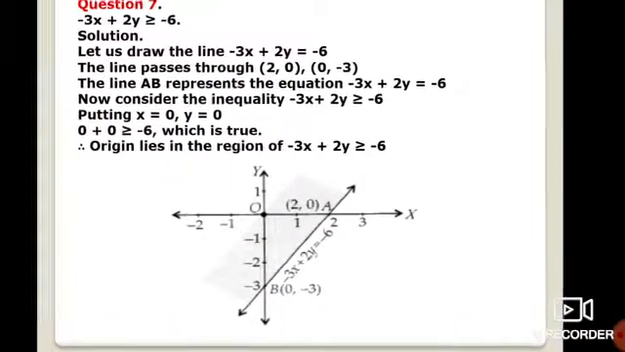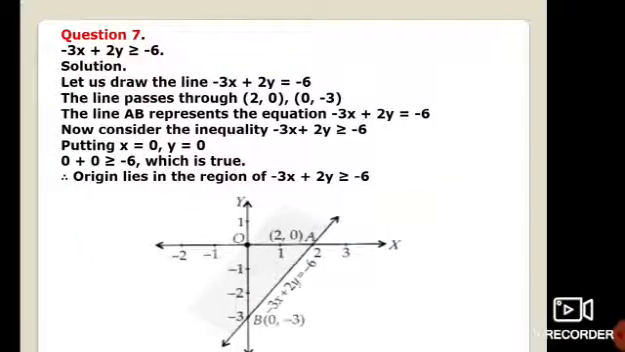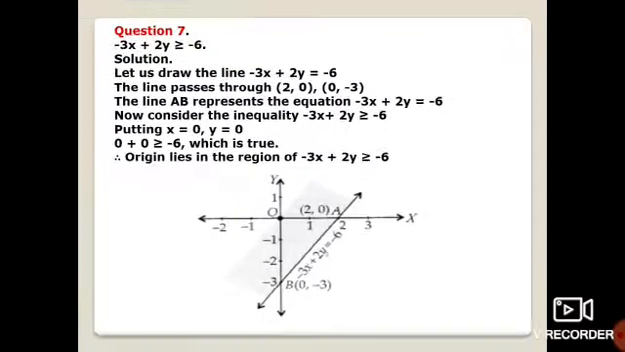Next, minus 3x plus 2y greater than or equal to minus 6. So first take the equation minus 3x plus 2y equal to minus 6. Draw the tabular column and find out the points. You will get (2, 0) and (0, minus 3). Now, after plotting the points on the graph, check whether the condition is true by substituting (0, 0). So when you are substituting, you will get 0 greater than or equal to minus 6. That is true. So you have to shade towards the origin. So it is shaded towards the origin.